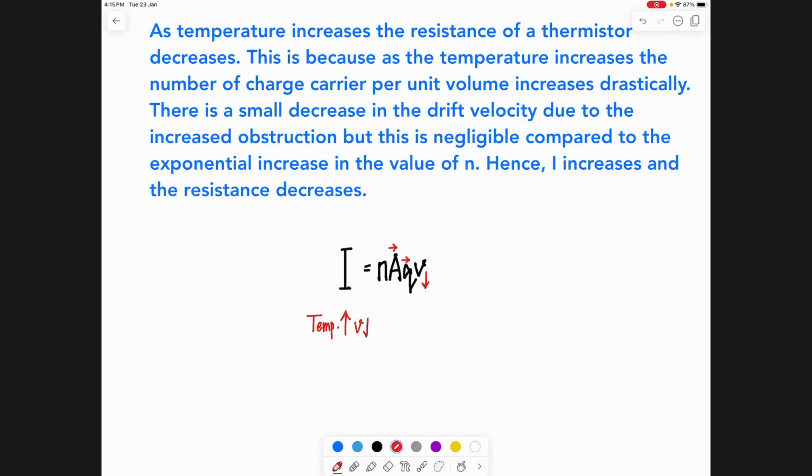The velocity decreases. However, a thermistor is made up of something called a semiconductor, and the semiconductor property is that as you provide energy to them, right, what do they do? It becomes metallic. So what does that mean? Okay, close. I'll explain this in very simple terms. Silicon, that's what thermistors are made up of.